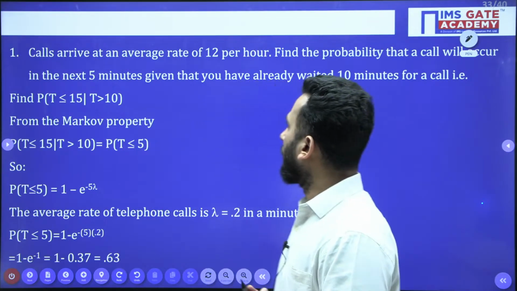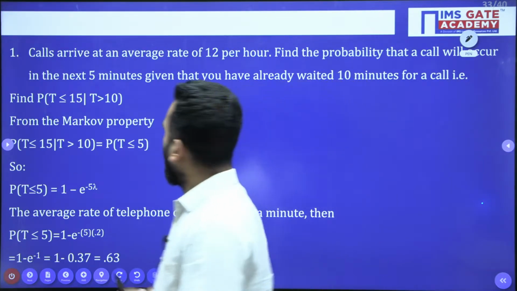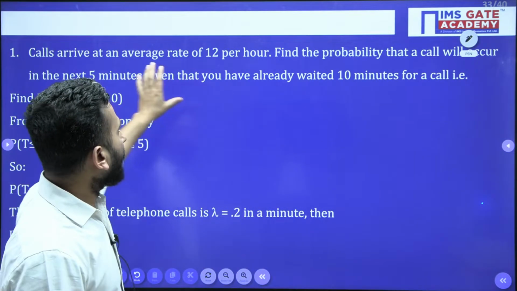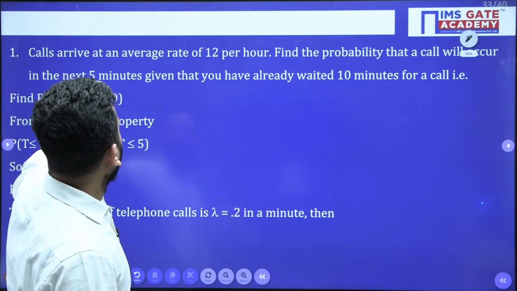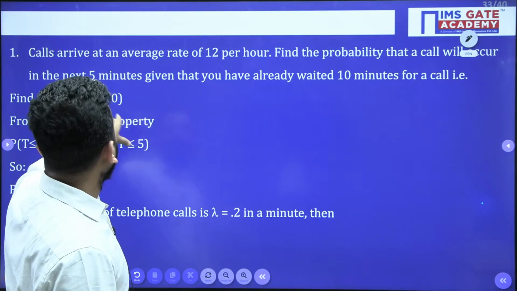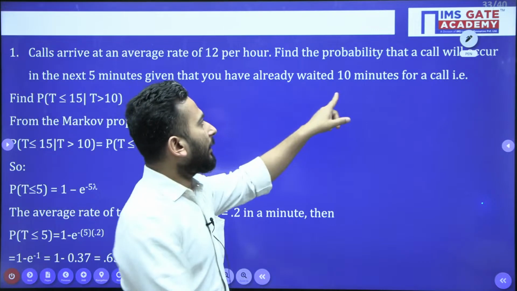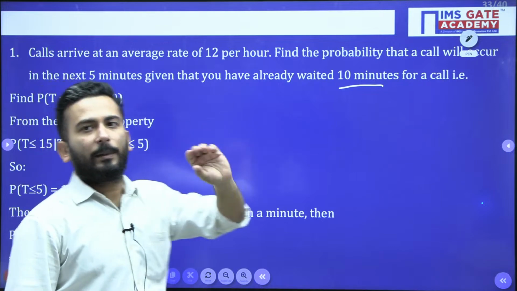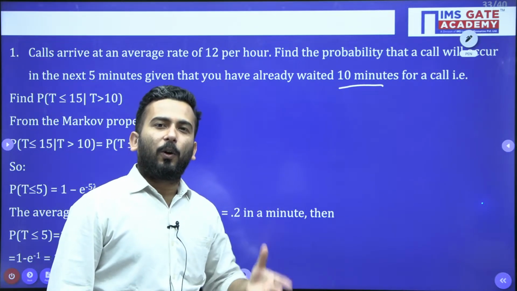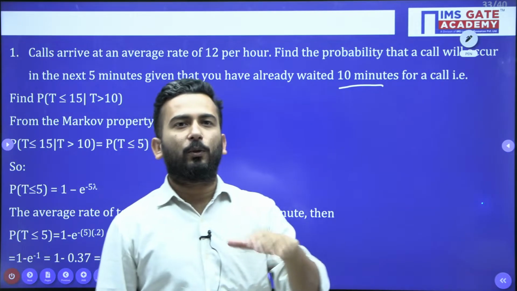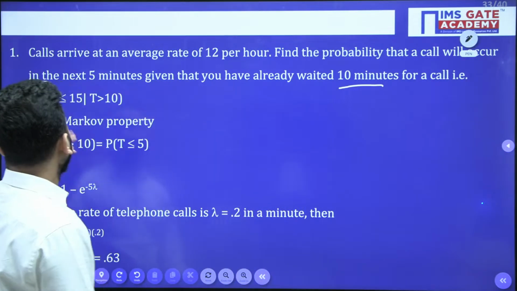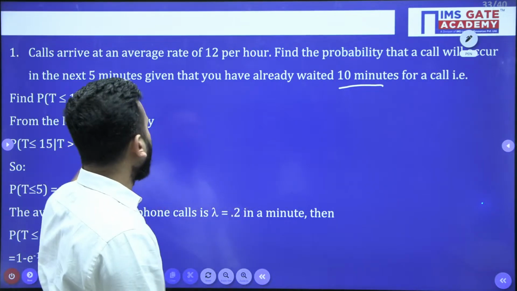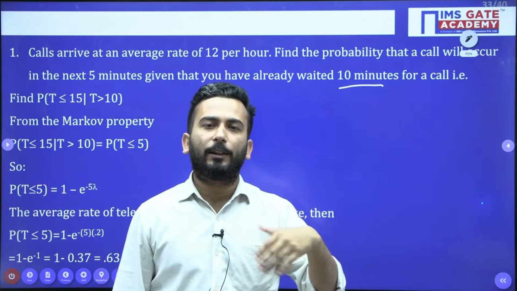Okay, in this question, what I'll tell you is what they have given. They are asking you that already 10 minutes is over. Already 10 minutes I have waited, and what is the probability that a call will come in the next 5 minutes. So, already when 10 minutes is over, you will think that sir, t is less than 15 minutes given that 10 minutes is already over. That means it's a case of conditional probability question.